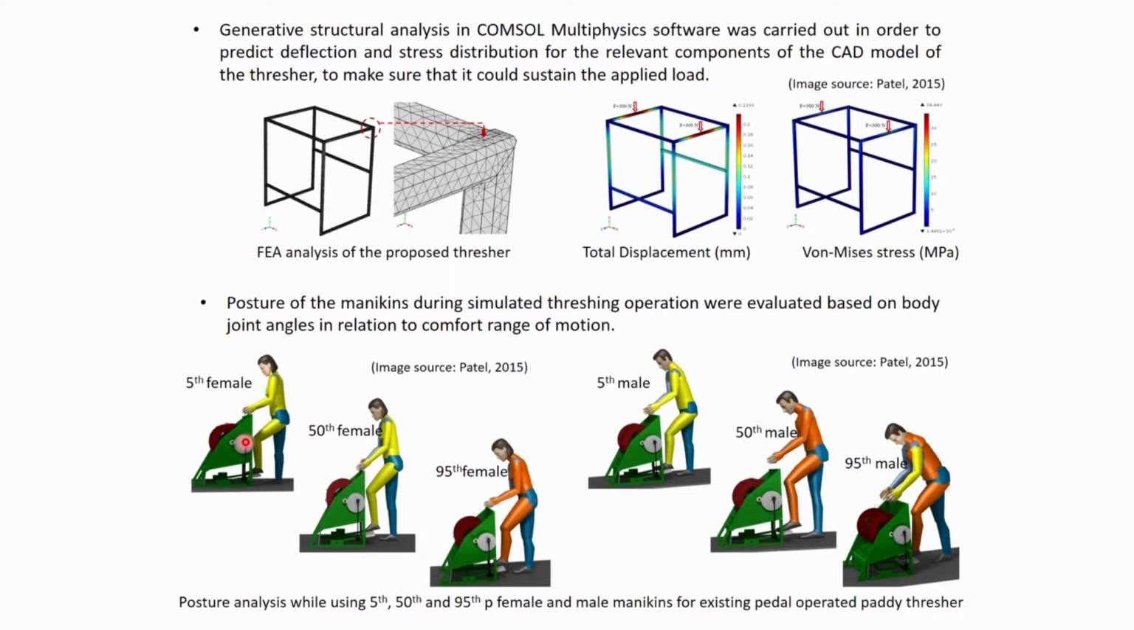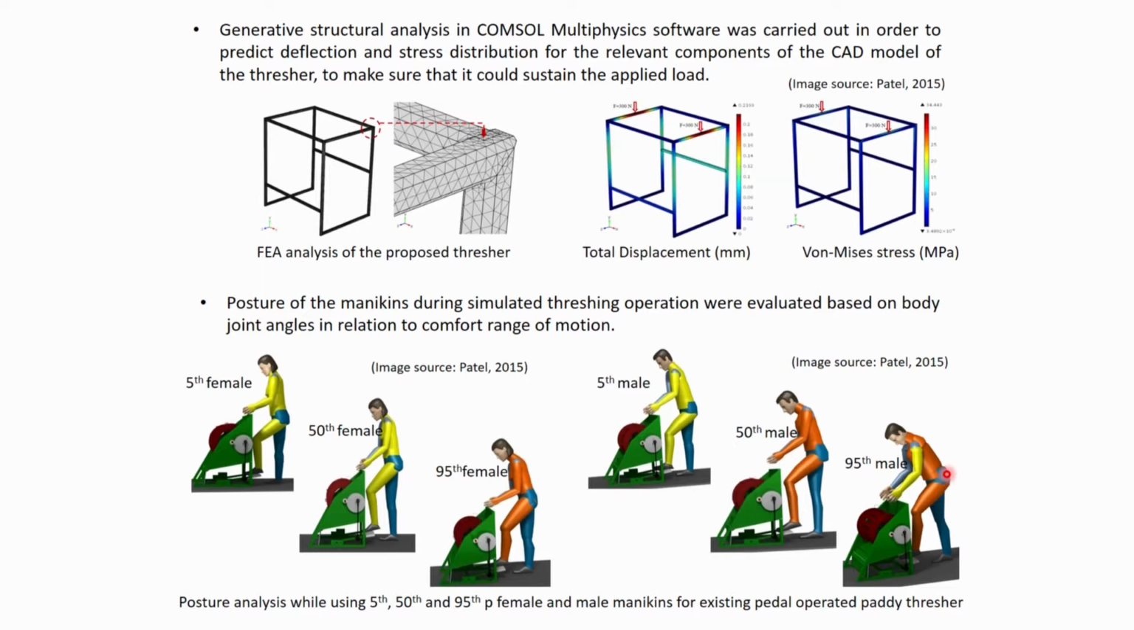So while the users are using the existing paddy thresher, that is the old design, for 5th percentile female, 50th percentile female and 95th percentile female, from the color coding it appears that the 95th percentile female is not comfortable operating because the height is relatively low for them and they need to adopt a bending posture. On the other hand, the existing model is suitable only for 5th percentile female, but not for 50th percentile male and 95th percentile male.